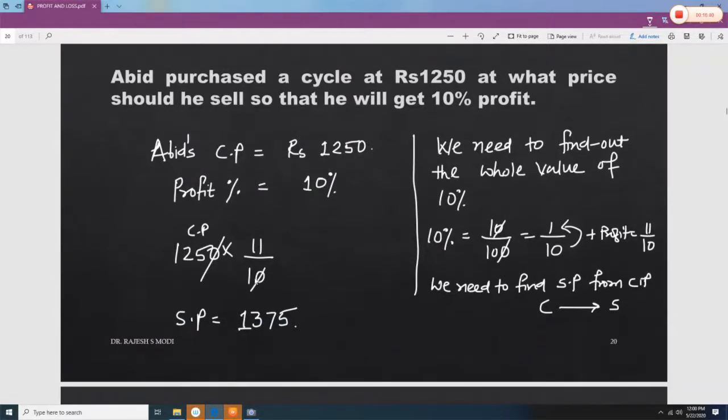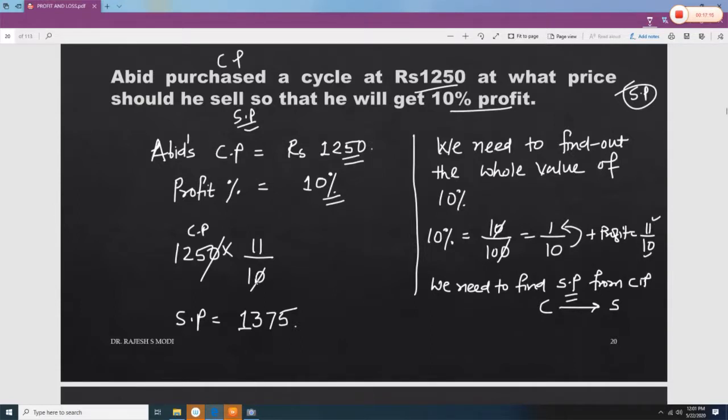Let's say Abid purchased a cycle at rupees 1250. At what price would he sell so that he will get a 10% profit? So CP is already given and you have to find out the SP. So Abid's CP is 1250 and profit is 10%. Now we need to find out the whole value because we need to find out the SP. So 10% means 10 over 100, that becomes 1 over 10, and profit means plus, so 10 plus 1 is 11 divided by 10.